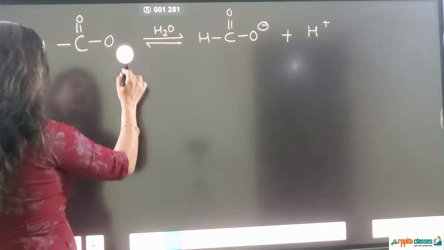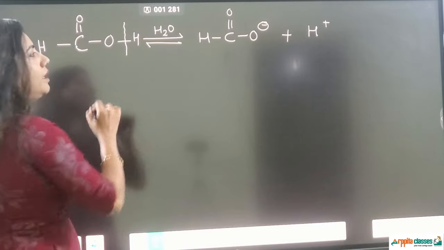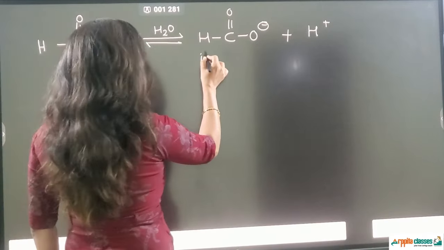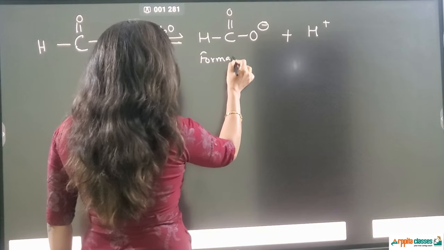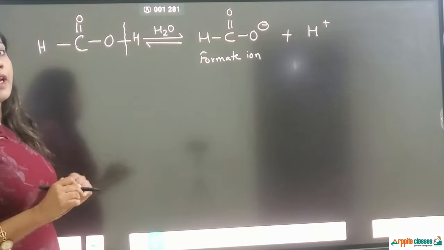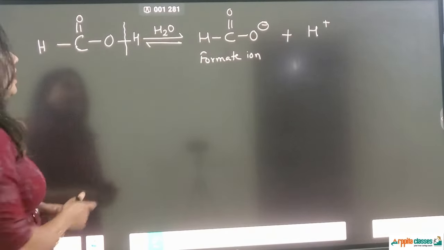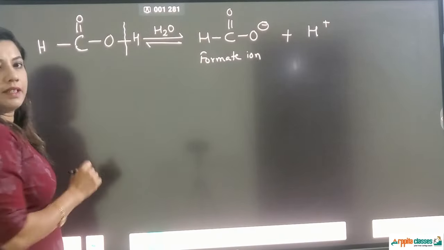I'll show you here, we'll understand this. We will break this bond and we'll write down this. This is called formate ion. Now why is this bond breaking? You can ask me why this hydrogen is not leaving and this hydrogen is leaving. I think there is a reason. This is much more electronegative than this hydrogen.